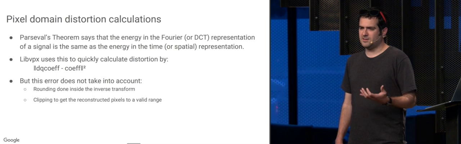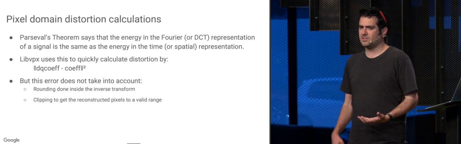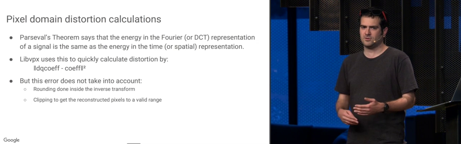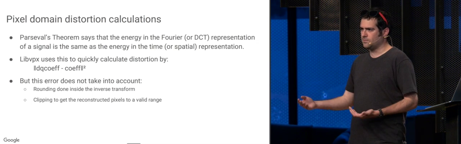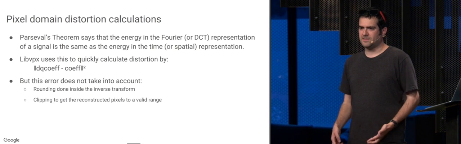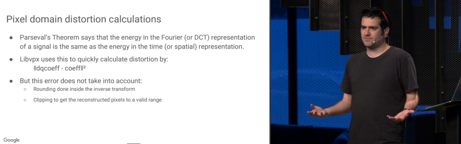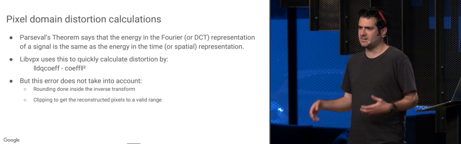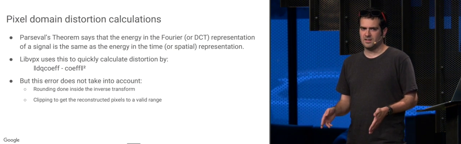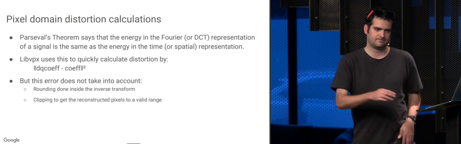But doing that doesn't take into account rounding done in the inverse transform, and it doesn't take into account clipping that's done to get the pixels back into a valid range, if you're ringing so far that you're undershooting 0 or overshooting 255. So we found some reasonable gains just switching to this, which we do everywhere at our highest efficiency settings, and now we're also looking at applying it selectively at lower compression settings, in cases where we think it would help the most.